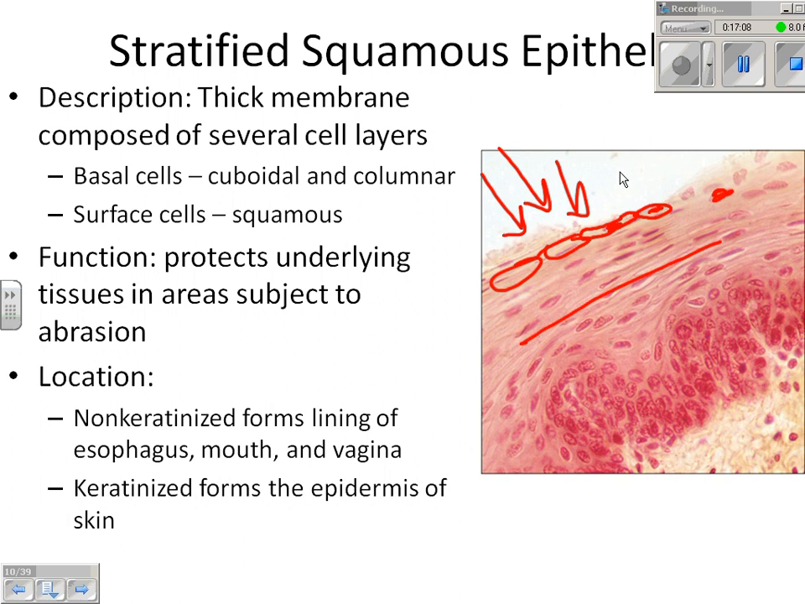The function here is to protect the underlying tissues, and usually you'll find stratified squamous tissue in areas of high abrasion. There's also a non-keratinized form lining the esophagus, mouth, and vagina. Remember, these are areas that are subject to lots of abrasion. And you'll have a version of this that's keratinized, where you'll be able to see the keratin in this type of tissue in your epidermis.